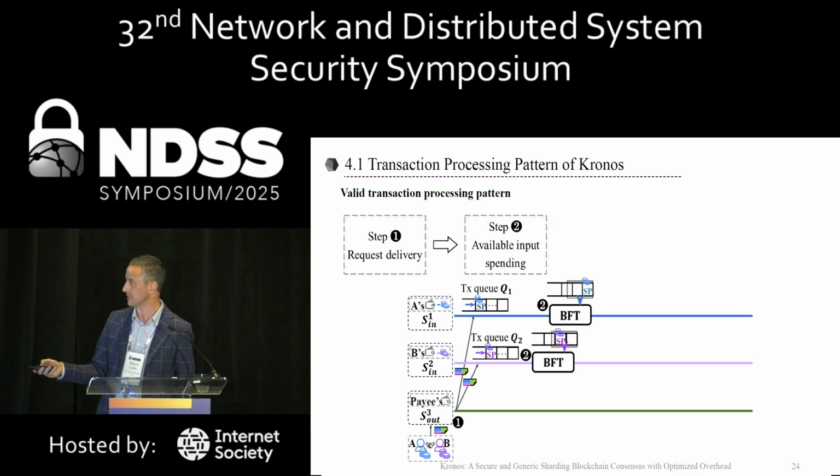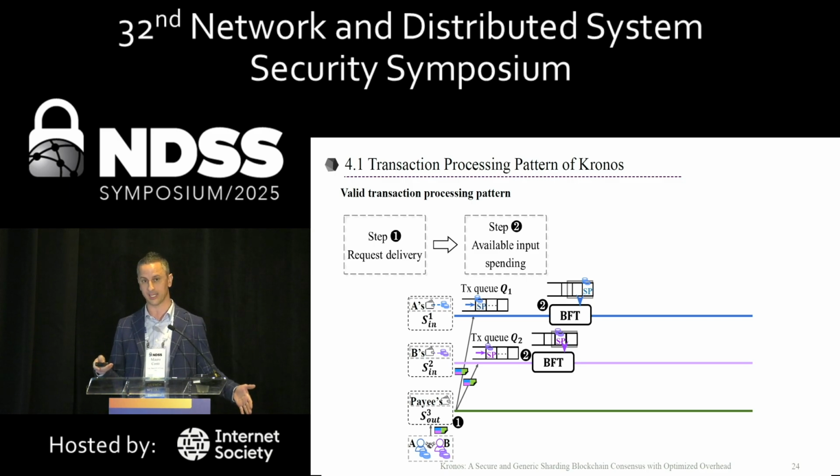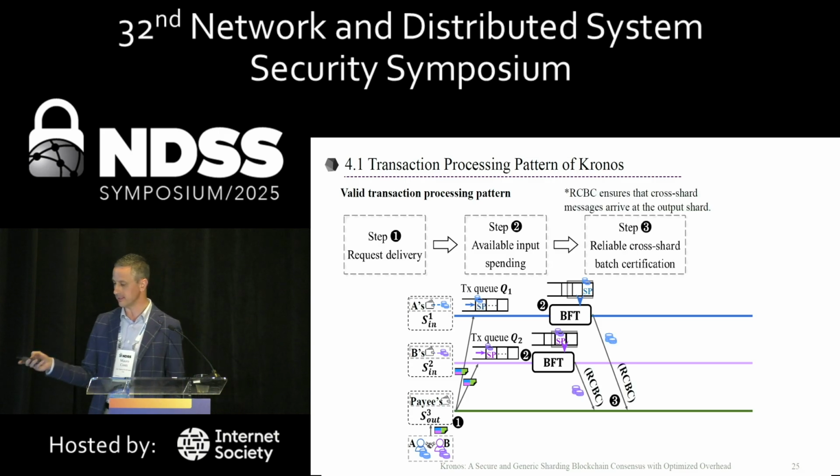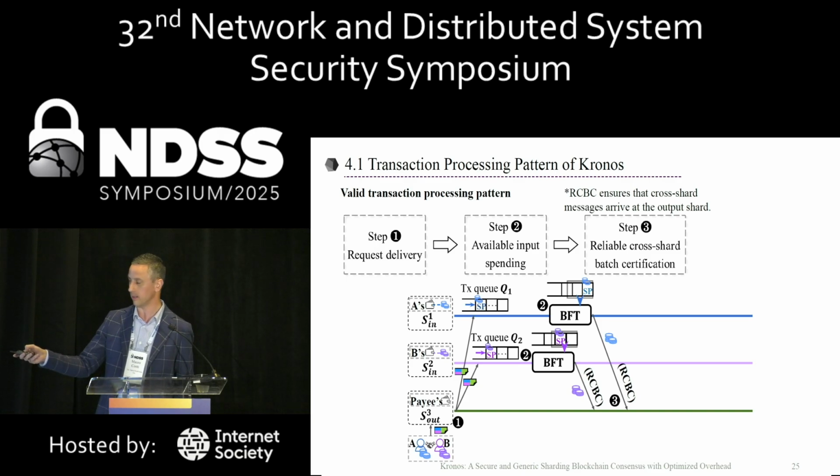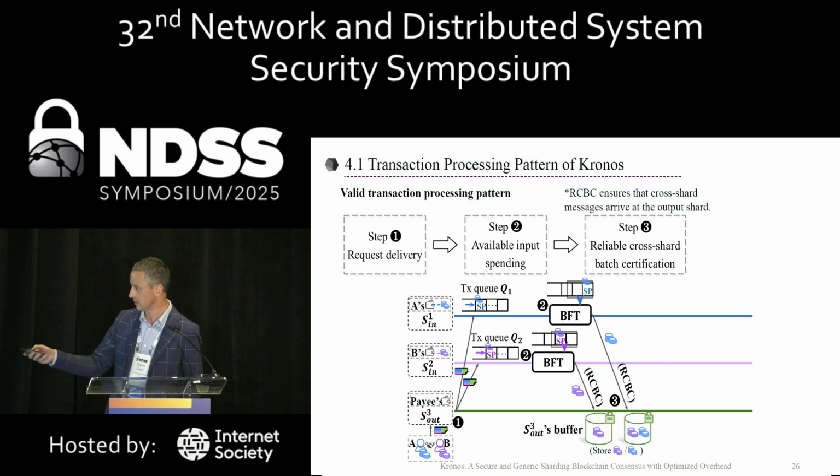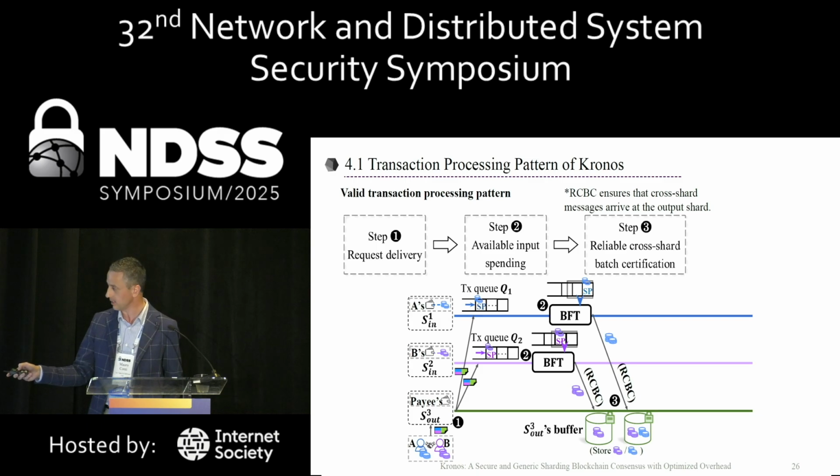For each of the transactions at that point, the shard will run a BFT protocol, and if everything is correct, like in this valid transaction case, there will be in the ledger a spending transaction about the blue or purple coins, respectively. Then in this other phase, where all of the input shards need to notify the output shards, we use this reliable cross-shard certification to notify them that these transactions have been secured in the input. I will give you more detail in a short while.